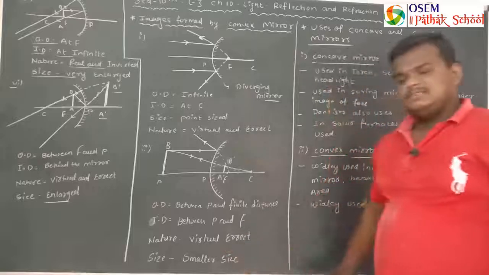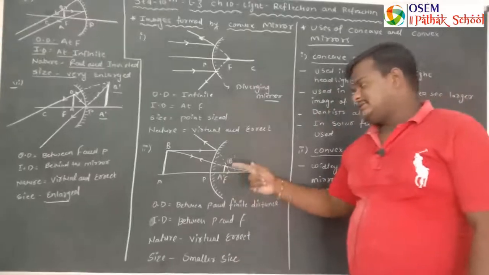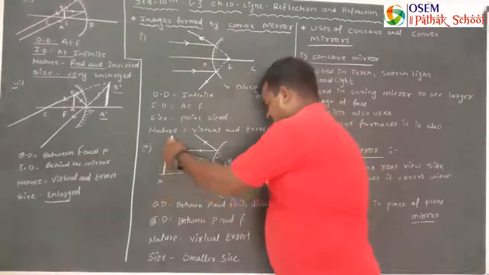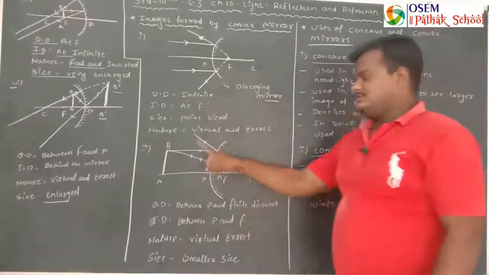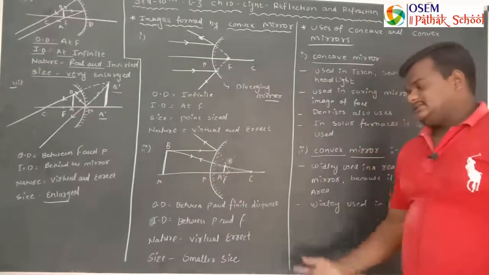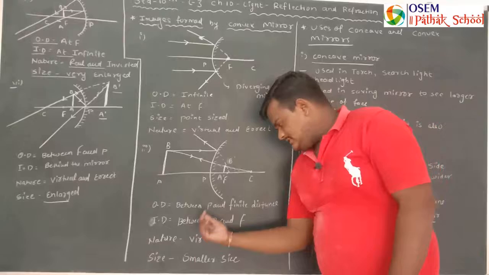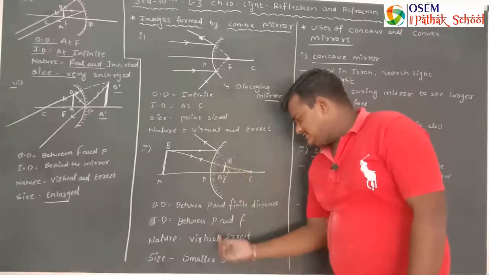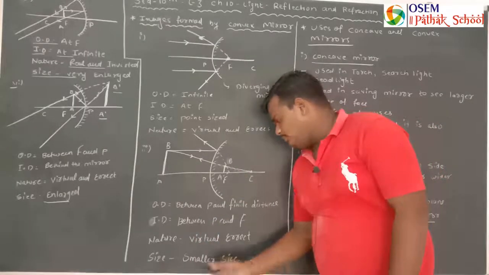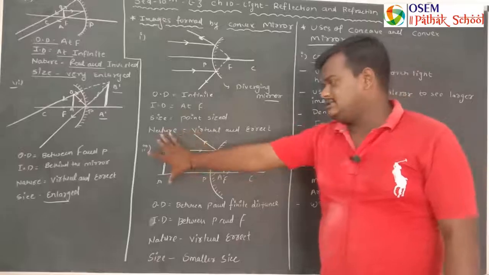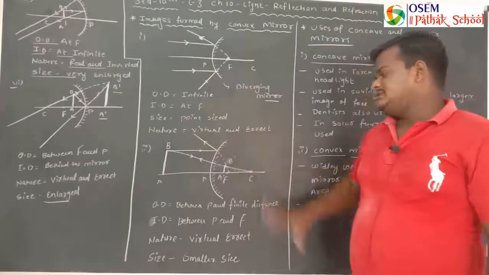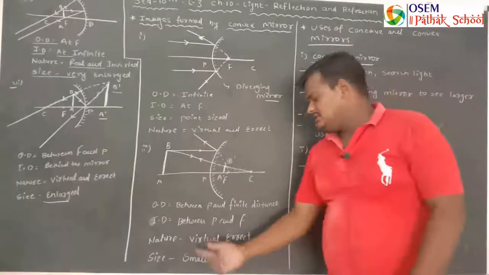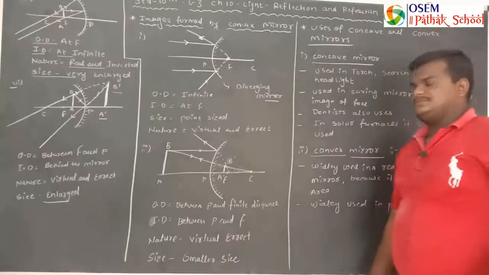Nature of image, it is virtual and erect, means as it is, as the object is placed in front of this mirror. And size, what about the size of this image? The size of this image is smaller, because height of object is this one while the height of image is this one. So size is very small.